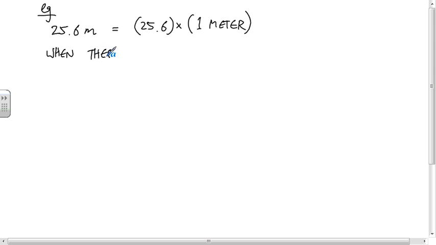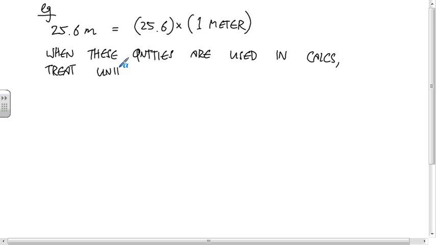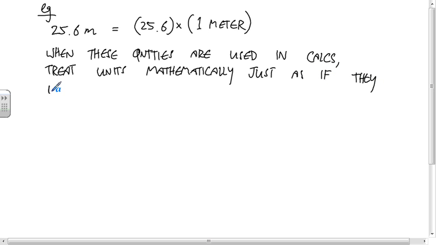So when these quantities are used in calculations, treat the units mathematically just as if they were algebraic variables.